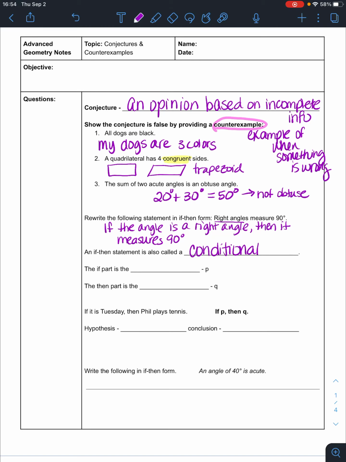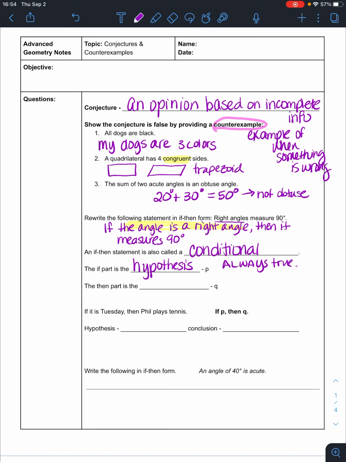The if part of the statement, in our case, the angle is a right angle, that's our if part. That's called the hypothesis. Now, that is the part that we always assume is true. This is the part that we always consider to be true.